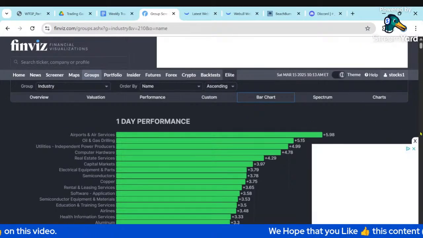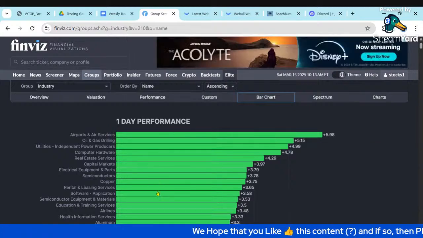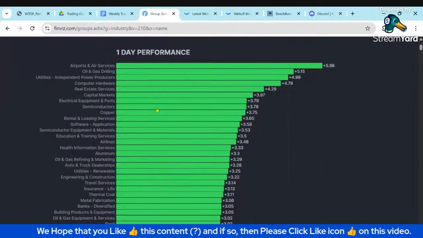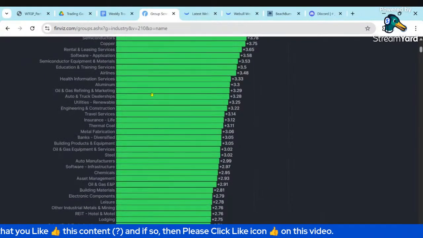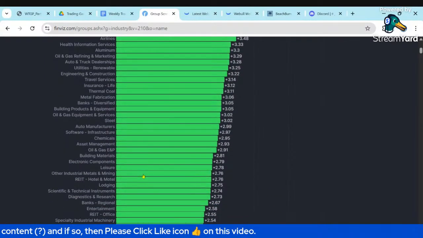So if we look at an industry breakdown, a lot of relief rallies on Friday: oil rebounds, real estate, REITs, steel, basic materials, copper rebounded.